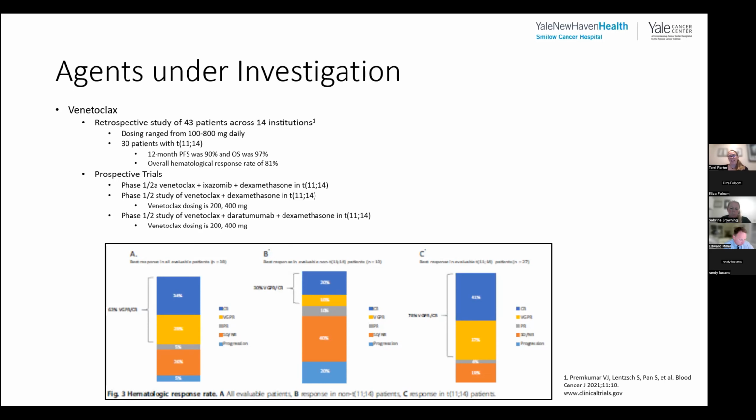This has led to various studies that are currently ongoing or in the works, looking at the combination of venetoclax and dexamethasone, or venetoclax in combination with ixazomib or daratumumab. And again, these are all in patients who have an 11;14 translocation.